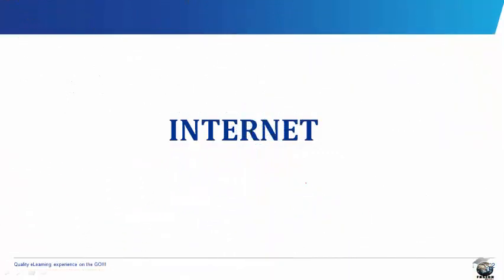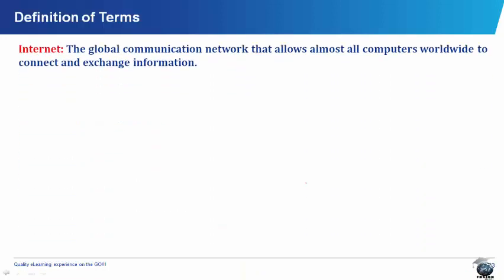Welcome once again. Now we want to talk about the internet. What is the internet? Well, as we discussed before, the internet is a global communication network that allows almost all computers worldwide to connect and exchange information. As we called it before, the internet is a network of networks. Let us now consider some terms related to the internet.